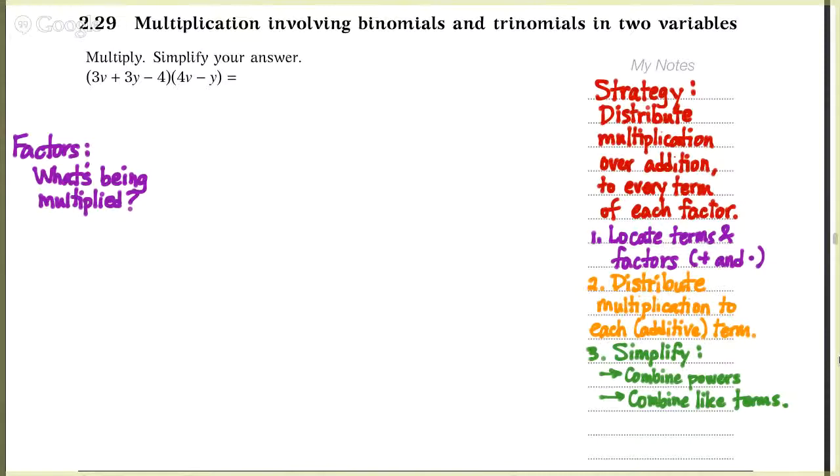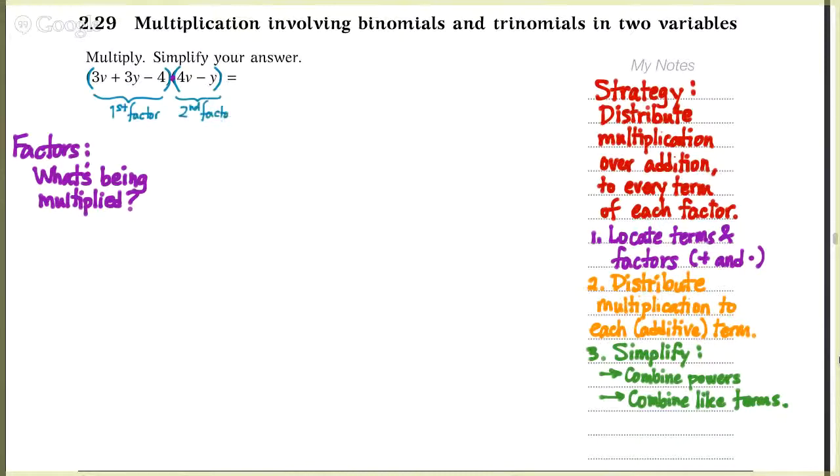Starting, according to the order of operations, with the factors, we can ask, what really is being multiplied in this problem? And what's most important that's being multiplied in this problem are the two polynomials in the sets of parentheses. The polynomial on the left, 3v plus 3y minus 4, and the polynomial on the right, 4v minus y. So those two quantities are being multiplied. There's a little multiplication symbol in between these sets of parentheses that's implicit in the way we use algebraic notation.